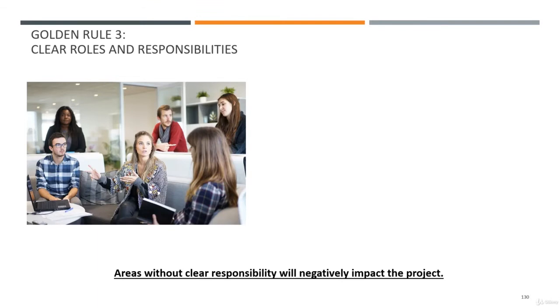So to finish on golden rule 3, roles and responsibilities, just quickly, a reminder: areas without clear responsibility will negatively impact the project, and be mindful of what we've seen, assumptions, where nobody is doing a task because they assume the project manager will do it or a team member will do it. Be mindful of outsourced projects, where the roles and responsibilities start to get a bit blurred, because is it the service provider to do this, or is it the hiring company to do this?